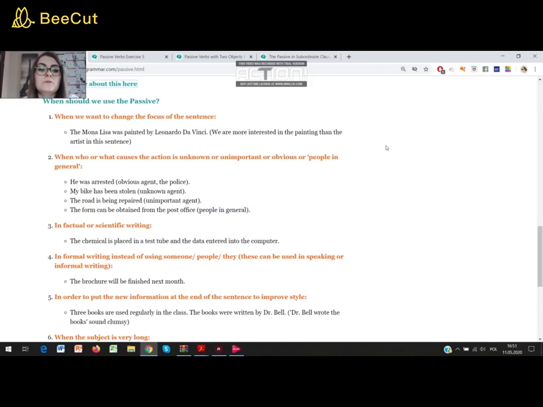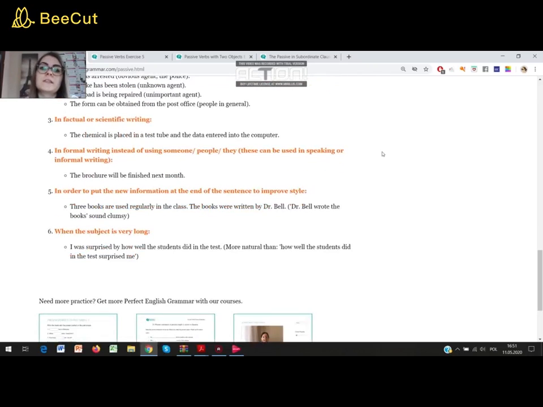We can use the passive in factual or scientific writing. "The chemical is placed in a test tube and the data entered into the computer." We use it in formal writing instead of using someone, people, they.